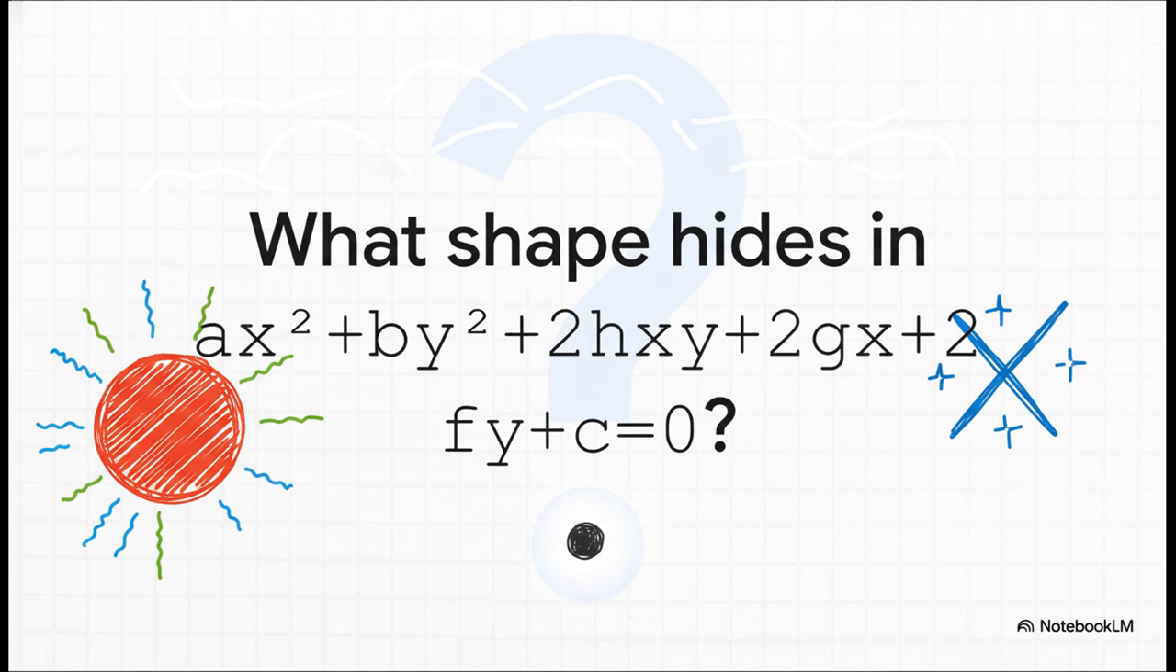Take a look at this equation. I know, it looks like a total mess, right? Just a jumble of variables and coefficients. But what if I told you that this single line of code, this one formula, could be a perfect circle, or a pair of lines crossing each other, or even just a single dot? So the question is, how on earth do we know what it's hiding?